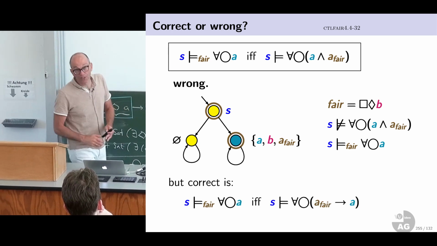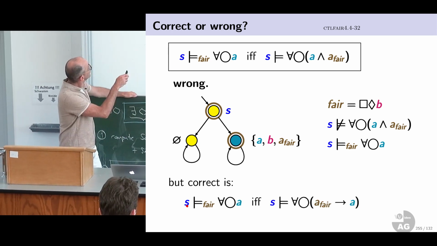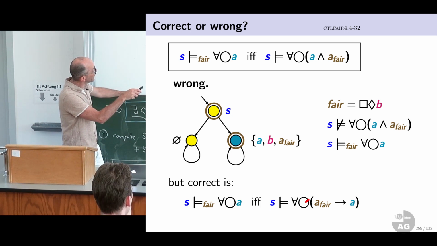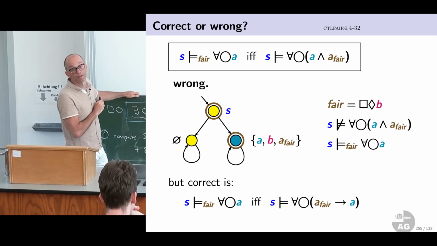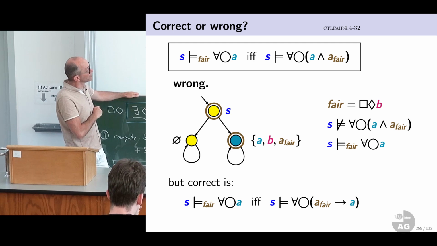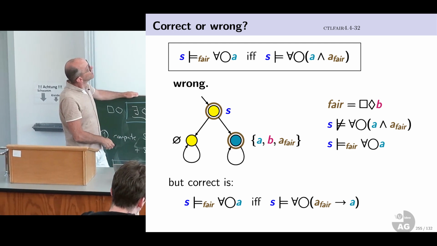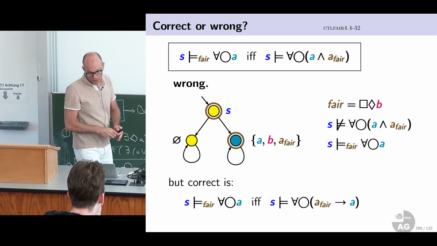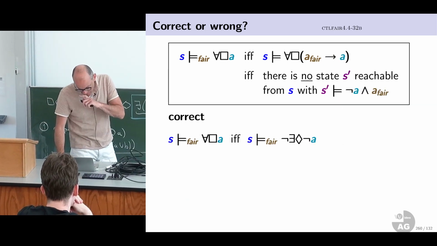But the point is that you can do the following. You have that S satisfies under a fairness assumption for all next A, if and only if S satisfies for all next, if A fair holds, then A. So again, you can here use a standard CTL model checker, but you have to use this subformula and not this subformula here. The same holds for all box and so on.